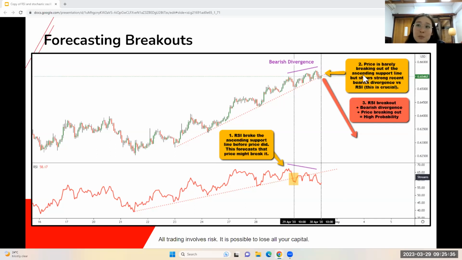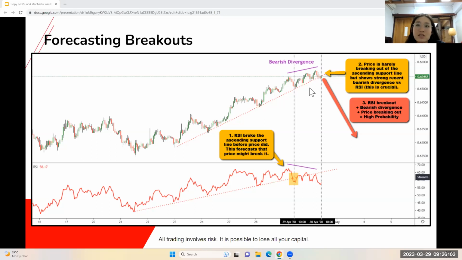So point 2, price is barely breaking out of the ascending support line but shows strong recent bearish divergence versus RSI. This is a very important point to take note of, because at our yellow highlighted point, right at the start of the time period that we're looking at, you can see the RSI broke out of this support line. However, on our price chart, it didn't. So we're expecting price to do the same as well.